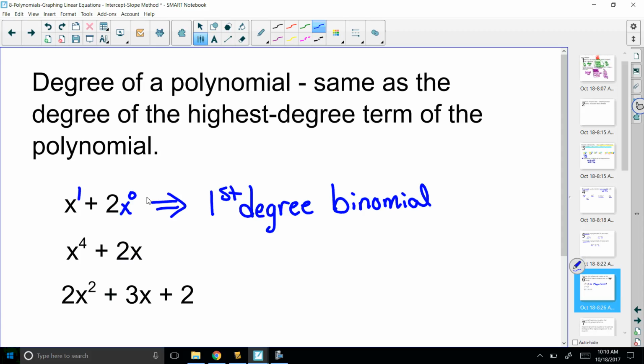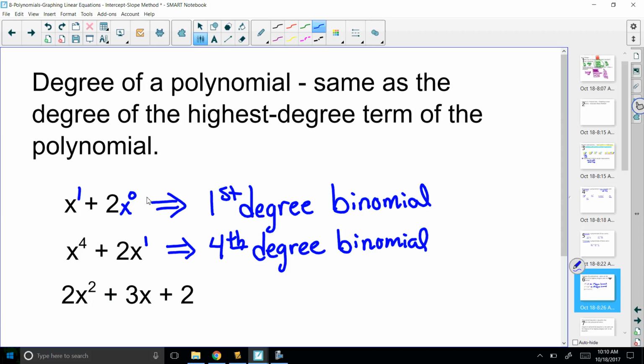If I look at the next example, I have x to the 4th plus 2x. What type of a polynomial is it? Binomial, because I have two terms. I have an x to the first and an x to the 4th. So what degree is this binomial? What's the highest power? 4. So this is a 4th degree binomial. You look for the highest power.